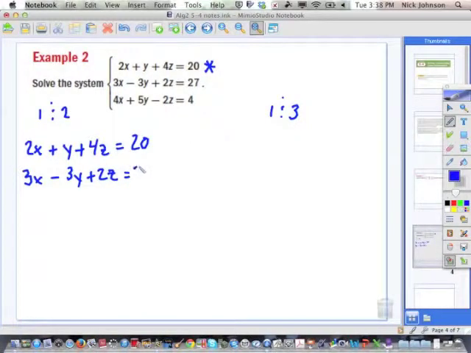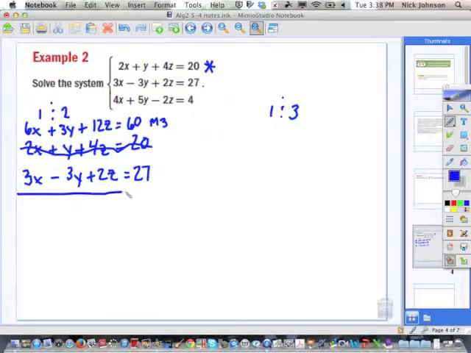Now, I want my y's to fall out, so I need to multiply everything up top by 3, and I'm just going to write that above everything. So that gives me 6x plus 3y plus 12z equals 60. Okay? Now, it's like the original isn't even there anymore after I multiplied by 3. So when I add these together, 6x plus 3x is 9x.